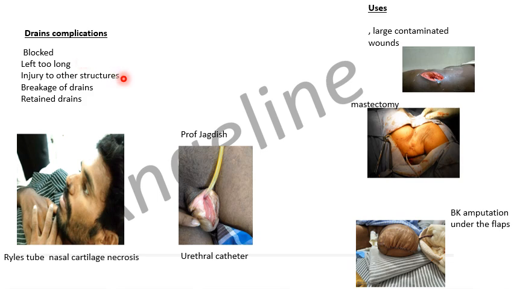There can be injury to other structures. Drains can break in between. There can be retained drains, especially when it breaks, it will remain back in the place where it was put. Now have a look at injury to other structures. This is a Ryle's tube. The patient has had a Ryle's tube removed, but you can see that there is a necrosis of the nasal cartilage. You see this blackish area?